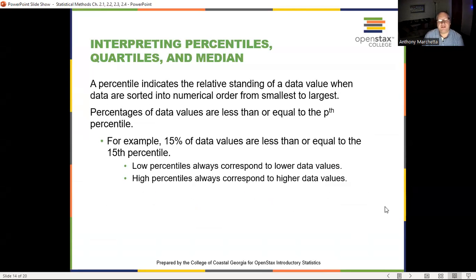Then we have interpreting percentiles, quartiles, and medians. A percentile indicates the relative standing of a data value when data are sorted into numerical order from smallest to largest. Percentages of data values are less than or equal to the percentile. For example, the 15th percentile means 15% of data values are less than or equal to it. It's all of the numbers beneath it. Higher percentiles mean many data values and lower percentiles mean not that many.